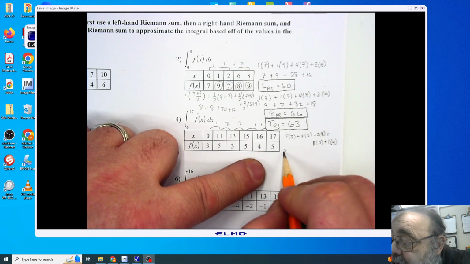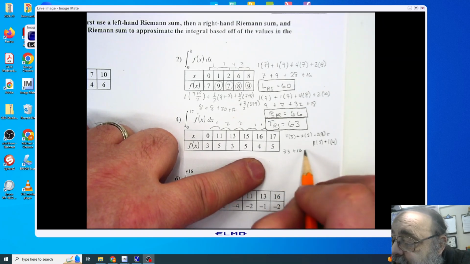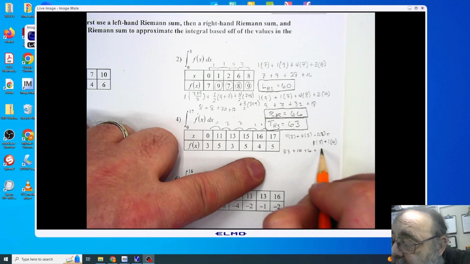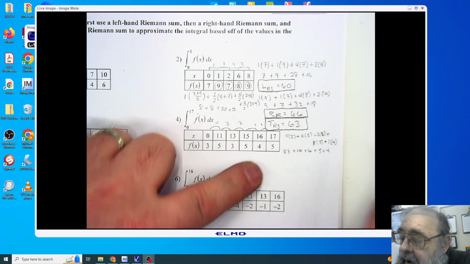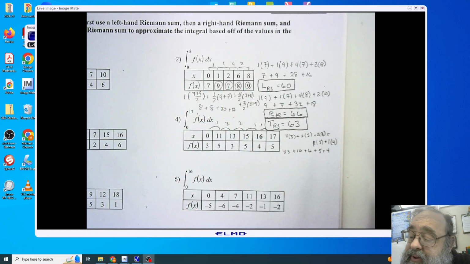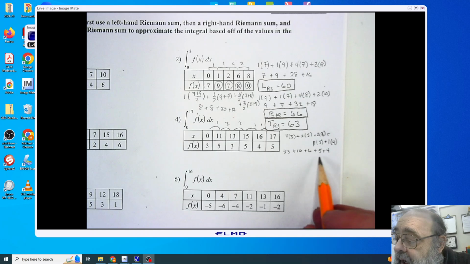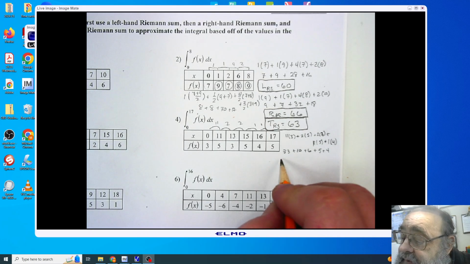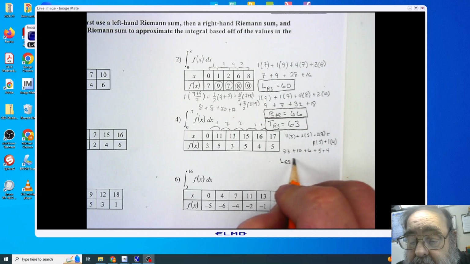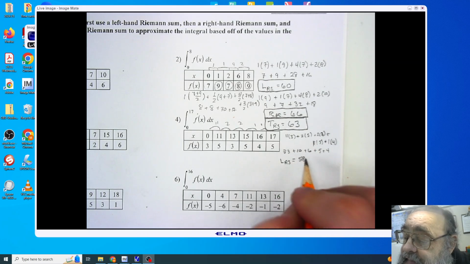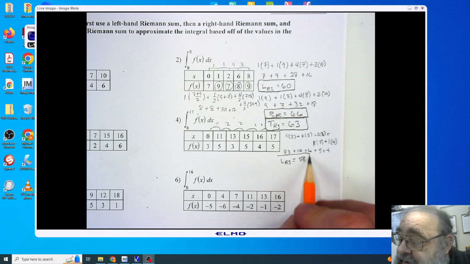And that's going to give me 33 plus 10 plus 6 plus 5 plus 4. And I'm going to add all of those together. And it looks like I'm going to end up with a left Riemann sum that is 58. And there's my first answer.